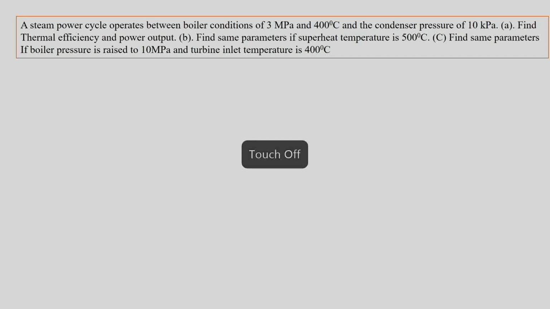So let us see what to do for the first part. So for the first part, we will first draw the TS diagram.